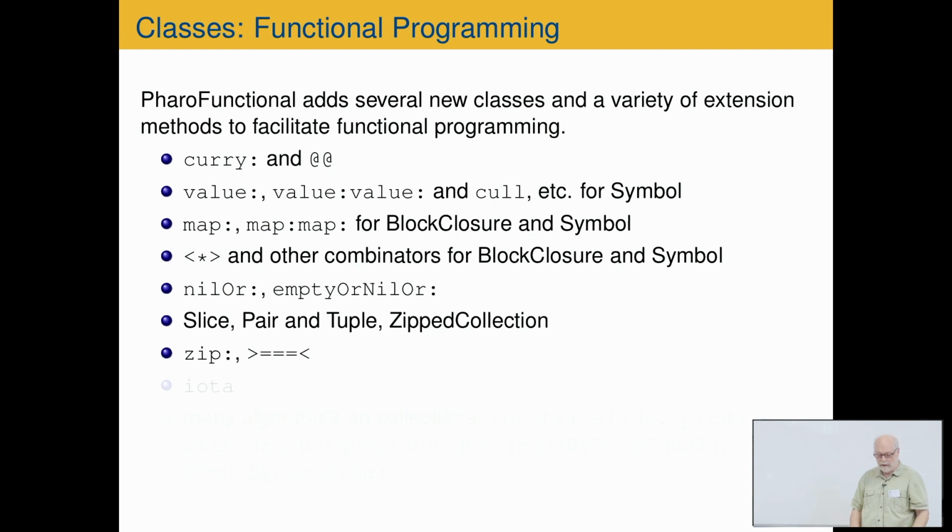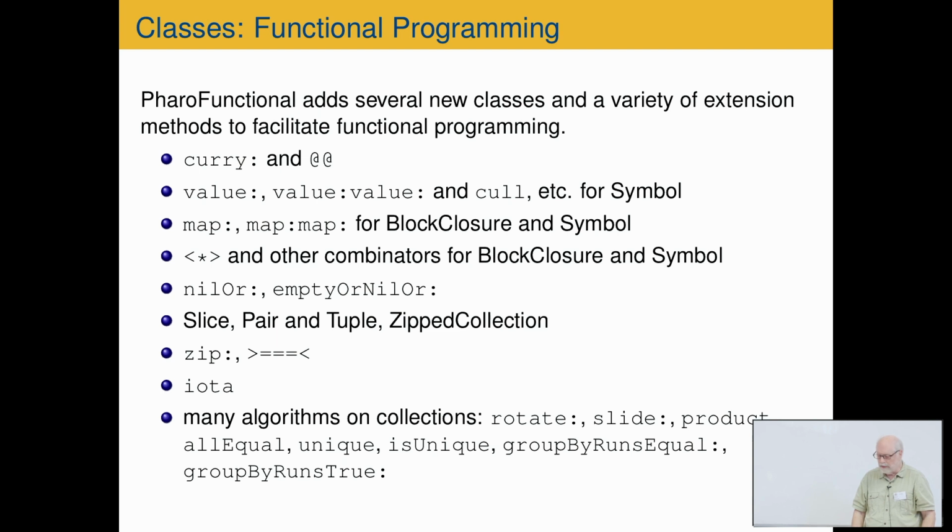Zip and the zipper operator are just to create zipped collections. Iota just produces a sequence. It's the equivalent of an interval, but done a little bit more directly. And then there's all sorts of algorithms on collections: rotate, slide, products, and so on.